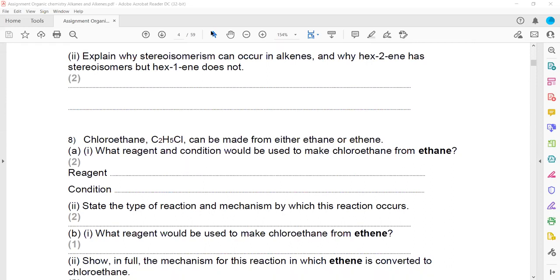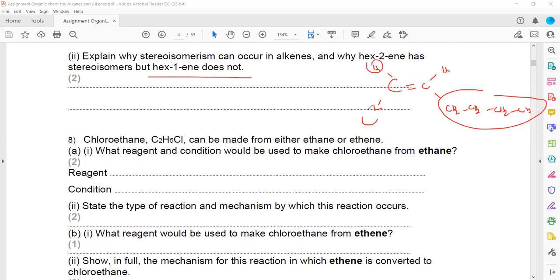Explain why stereoisomerism of hex-1-ene does not exist. So when we draw hex-1-ene, identical groups will be attached. There will be identical groups, hydrogen will be there. Whenever we have an identical group, that molecule does not exhibit stereoisomerism. So you can say C double bonded with C restricts the rotation. In the case of hex-1-ene, the identical groups are attached. That's why it does not exhibit geometrical isomerism.